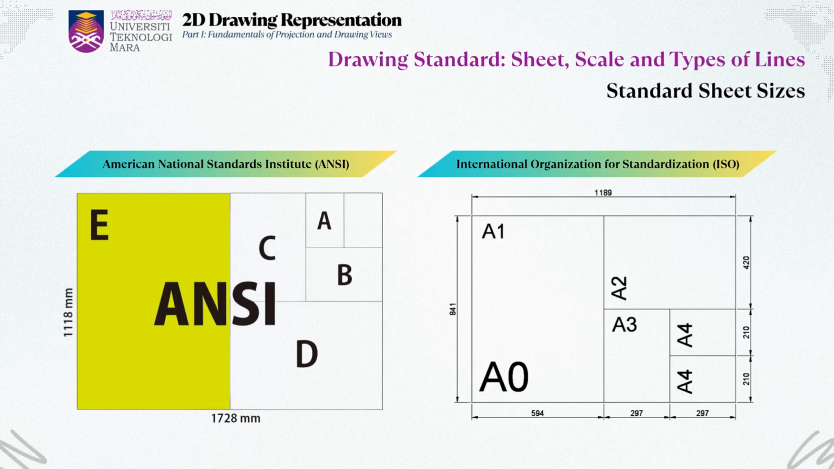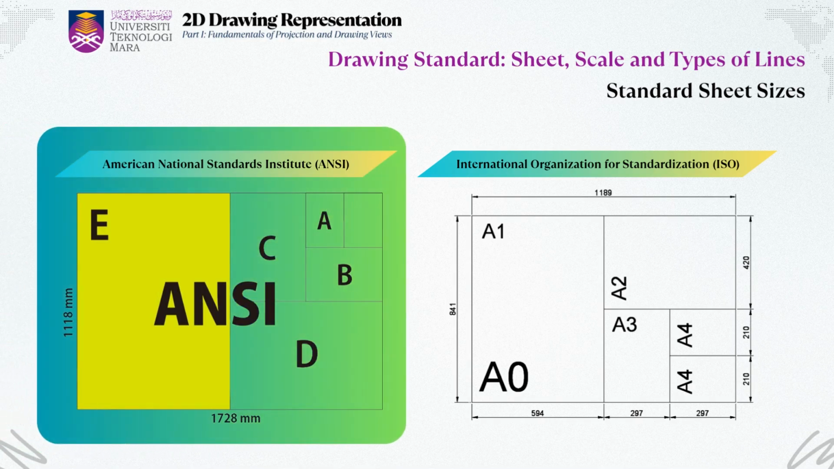Now that we've identified the different drawing standards used in various countries, let's take a closer look at how these standards define sheet sizes for technical drawings. On this slide, we're comparing two of the most widely used systems: the ANSI sheet size system, which is commonly used in the United States, and the ISO sheet size system, which is adopted internationally, including in Malaysia. Let's start with the ANSI system on the left side.